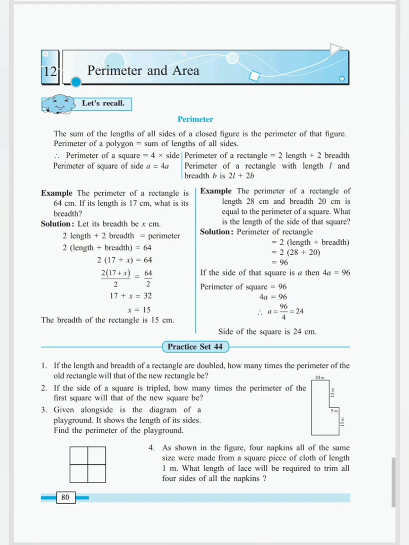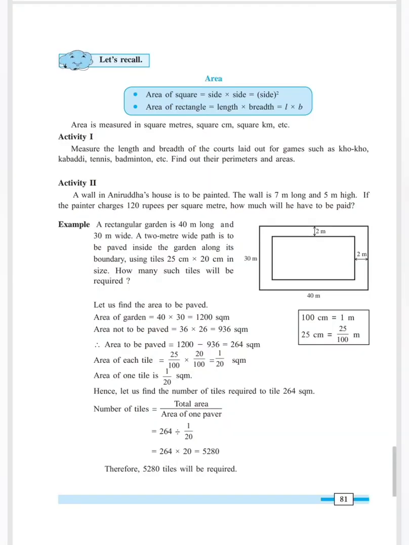We have solved a few examples on perimeter and area from the textbook, as well as I have shown you some examples on my notebook. Let's turn to the example of area on page number 81. A rectangular garden is 40 meter long and 30 meter wide. We have a rectangular garden whose length is 40 meter and breadth is 30 meters. A 2 meter wide path is to be paved inside the garden along its boundary using a tile 25 cm by 20 cm in size. How many such tiles will be required?